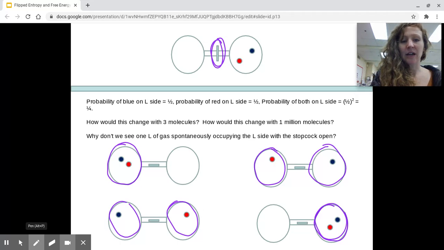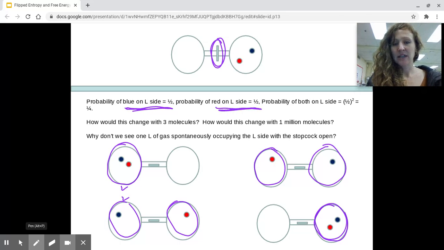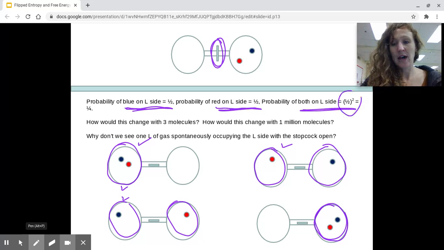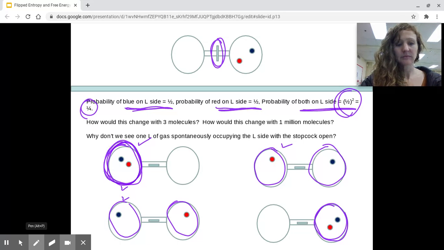So the probability of blue on the left side is going to be 1/2, right? Which would be here and here. The probability of red occurring on the left side is 1/2. So that would be here and here. The probability of both of them occurring on the left side is those 2 probabilities multiplied. So 1/2 squared, which is 1/4. We have 1 out of 4 chances of having both molecules on the left side. Okay, now mathematically think, how would this change with 3 molecules?